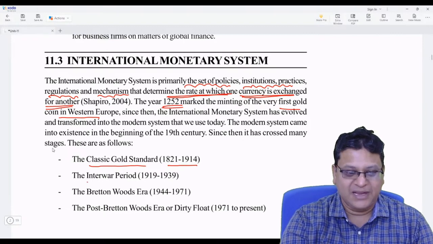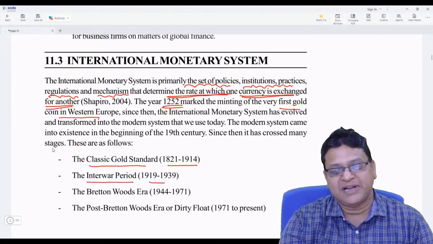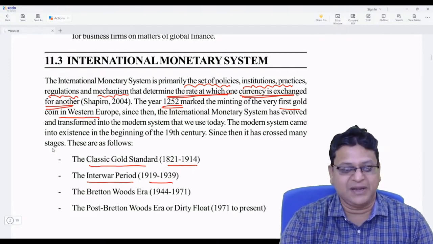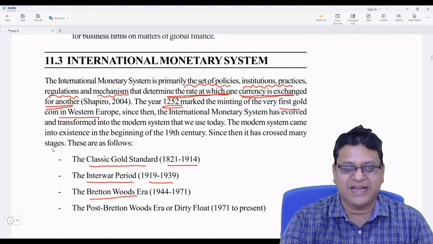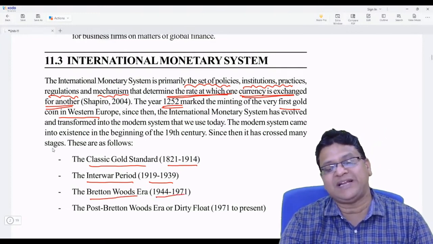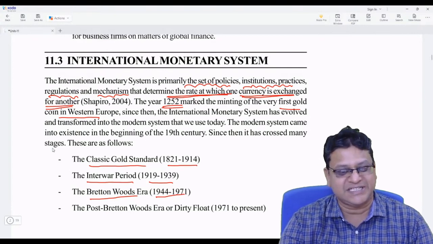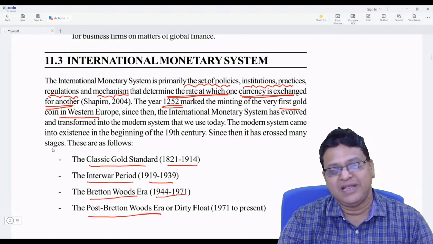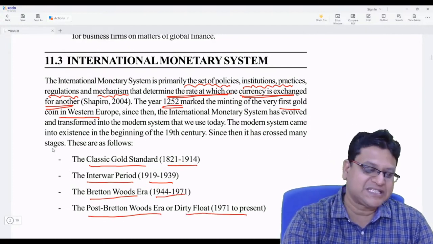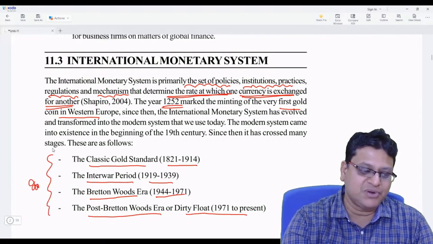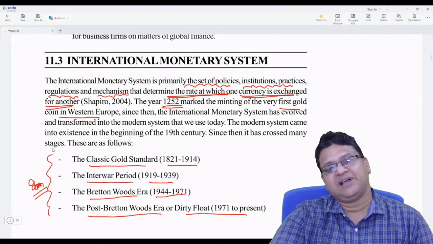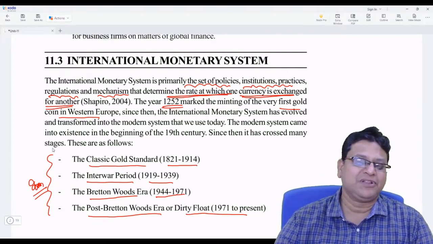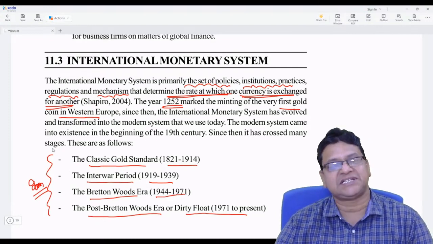And during World War, we have the interwar period 1919 to 1939, how exchange rate was determined. Then we will discuss the Bretton Woods era. It lasts from 1944 to 1971, how exchange rate is determined. And then post Bretton Woods era, we follow a separate system for determining exchange rate. We will study the evolution of exchange rate, how the rate of exchange is determined, that is coming under the purview of international monetary system.